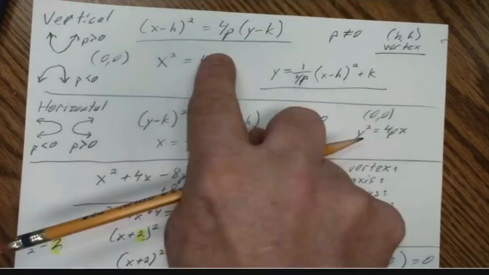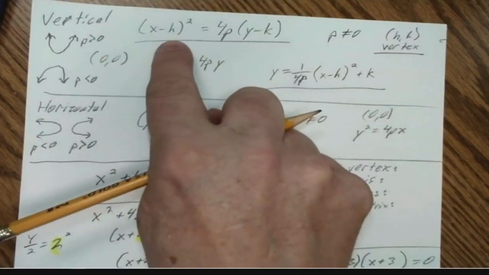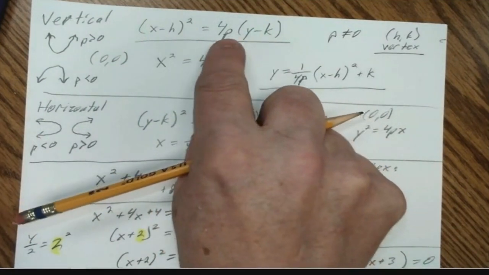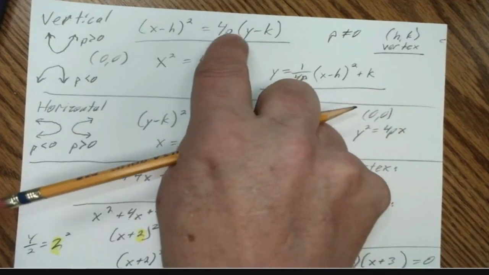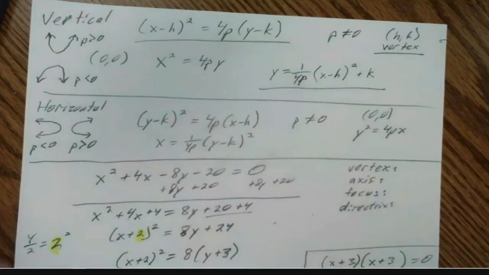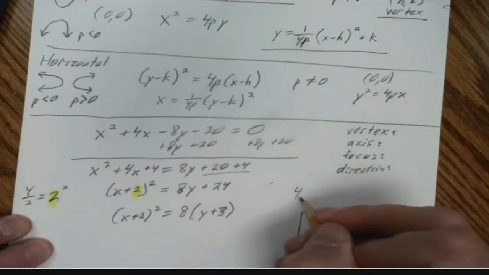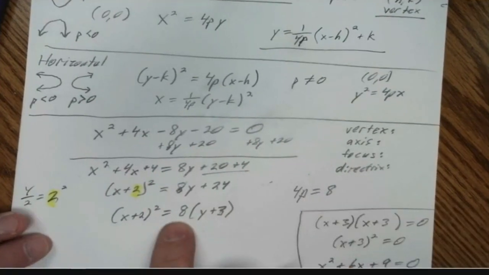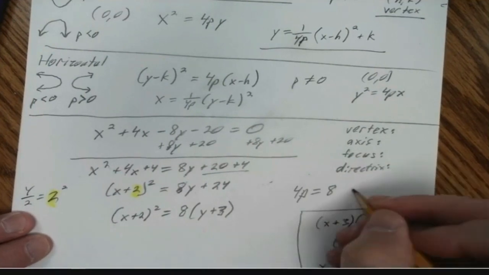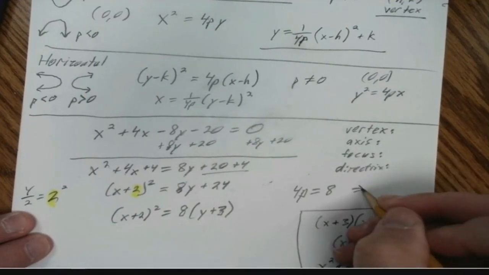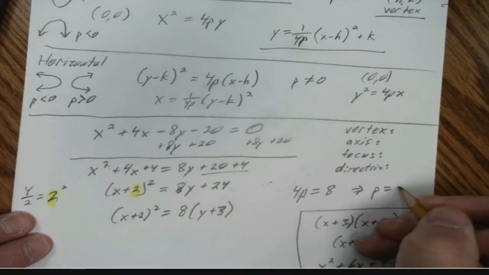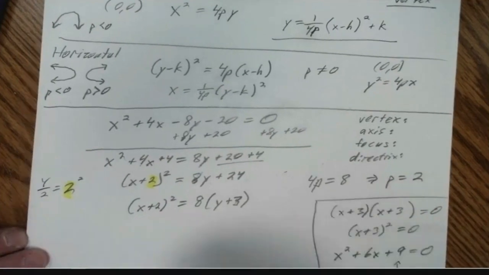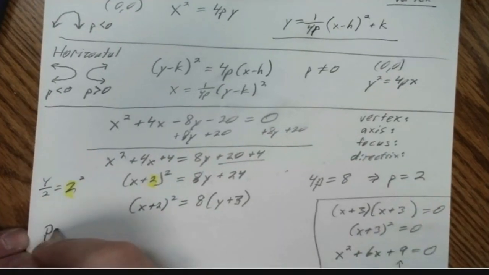Well, that looks a lot like this equation: x minus h squared equals 4p times y minus k. There should be a p in that equation, so whatever's in front of the parentheses here is 4p. That means 4p equals 8, because in our equation, that's an 8. So if 4p equals 8, divide both sides by 4, and p equals 2. That's our p.